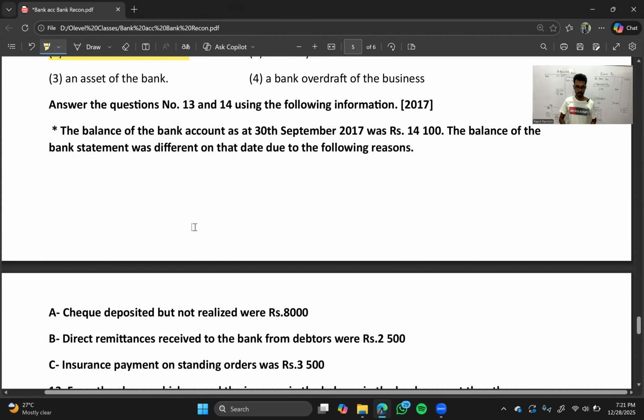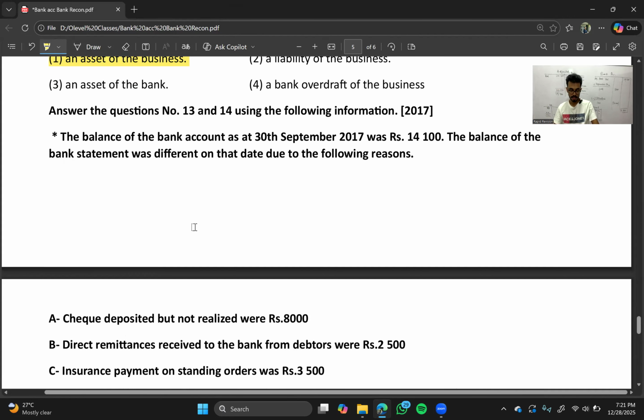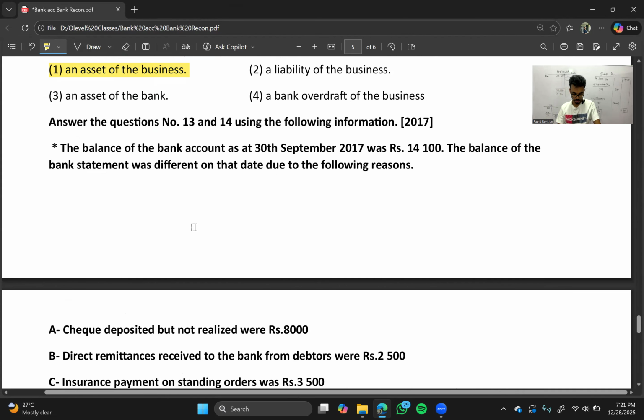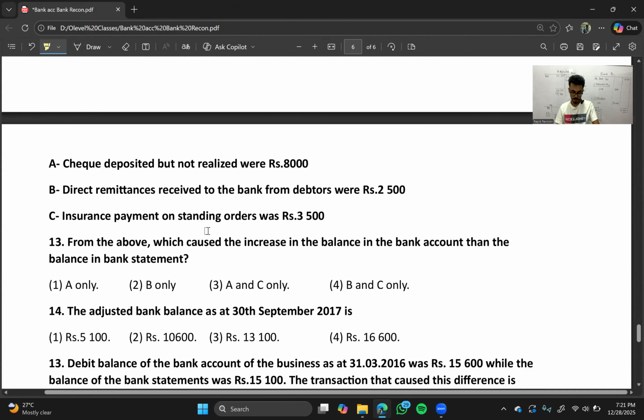Answer questions number 13 and 14 using the following information. The balance of the bank account was 14,100. The balance of the bank statement was different on that date due to the following reasons. Check deposited but not realized. Direct remittances 2,500. Insurance payment from the bank, which caused the increase in the balance in the bank account compared to the balance in the bank statement, right? The first one was the reason. We have deposited but not realized.